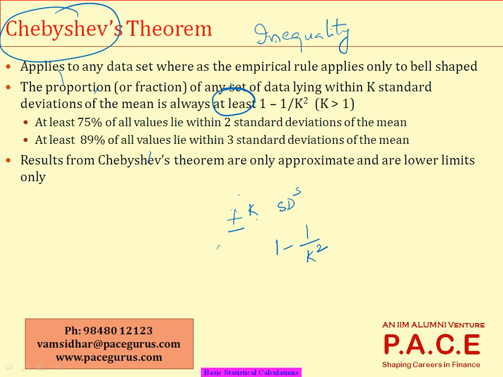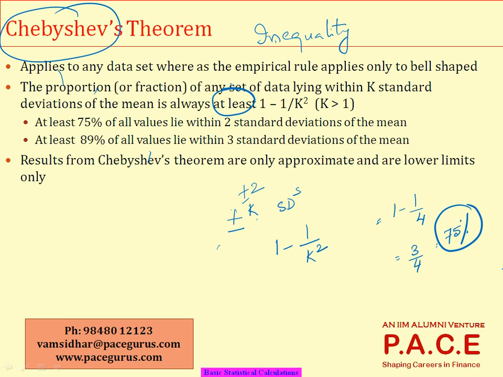If I want plus or minus 2 standard deviations from the mean, then I will write it as 1 minus 1 by 2 squared, 1 minus 1 by 4, which is 3 by 4, or 75% of my data should mandatorily lie between plus or minus 2 standard deviations from the mean. For any kind of data, the minimum number of data points that should lie within 2 standard deviations from the mean is 75%. But if it is bell-shaped, yes, 95% of them will lie. But if it is any other shape, a minimum of 75% should lie.